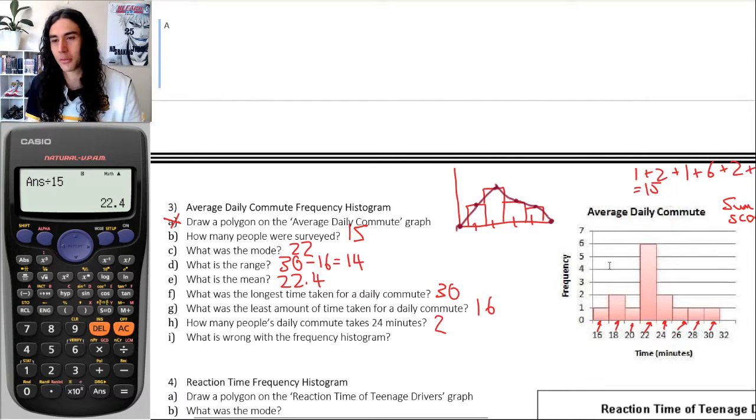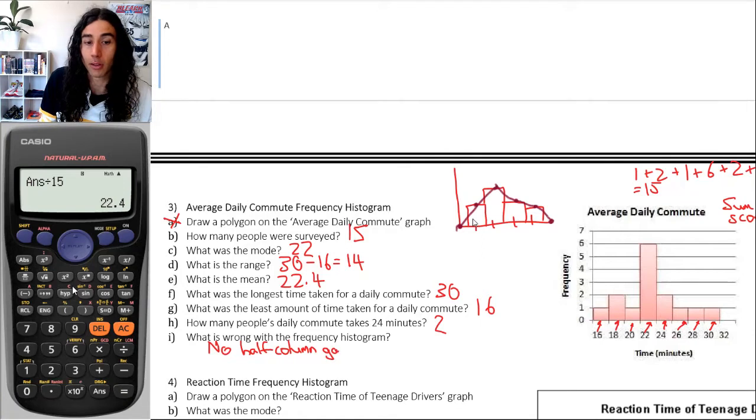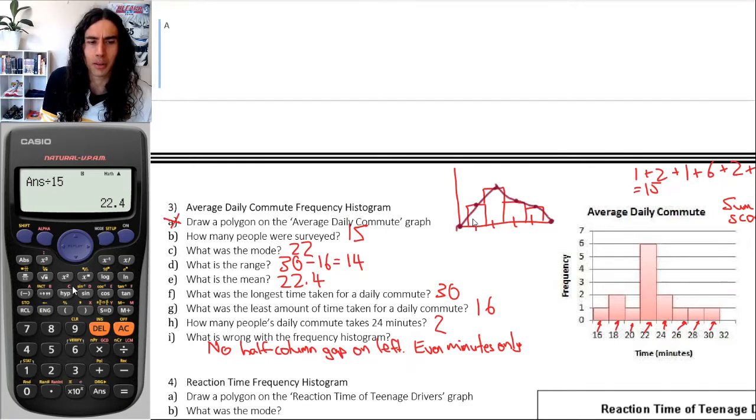Heaps of stuff. Firstly, there's no gap. No half column gap at the start. That's important. But also, there's even minutes only. That's very strange. And also, the labels don't quite line up. It's a very strange graph.